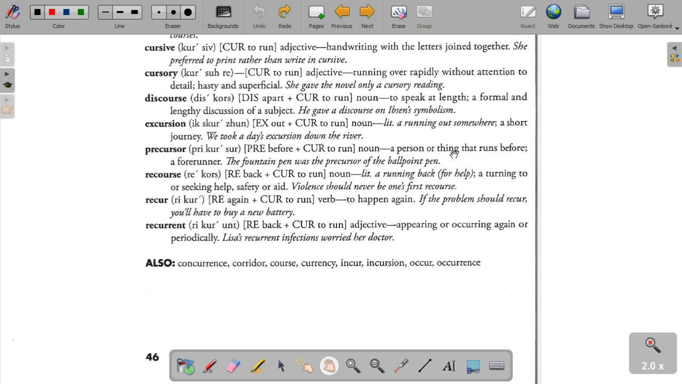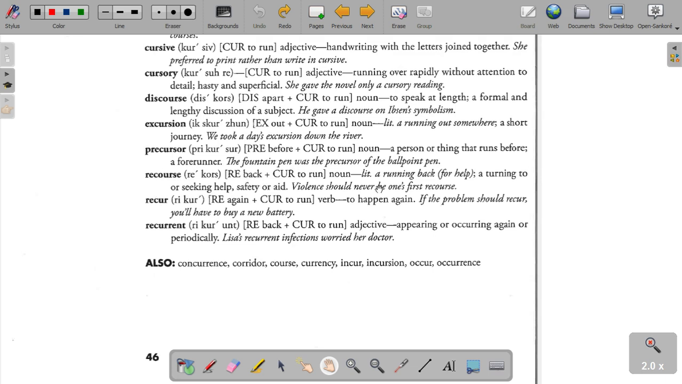Precursor is a person or thing that runs before, a forerunner. So we've talked about this word before as well. We talked about antecedent. This essentially means the same thing. So the telephone is a precursor to the modern cell phone.